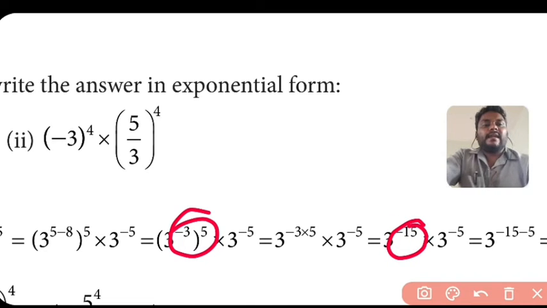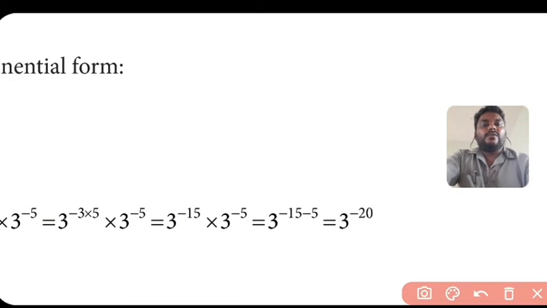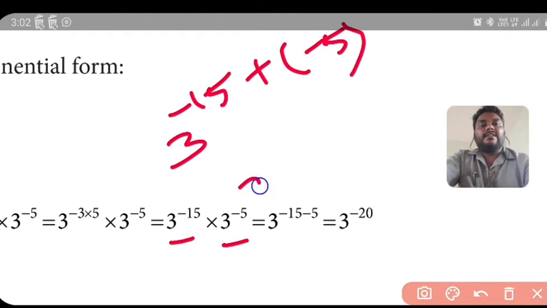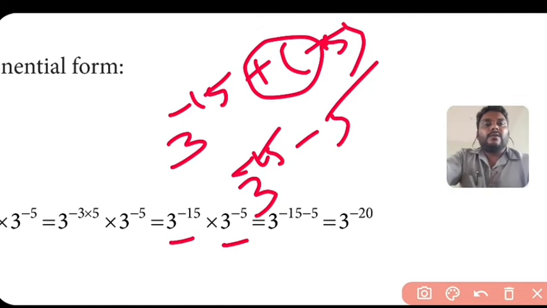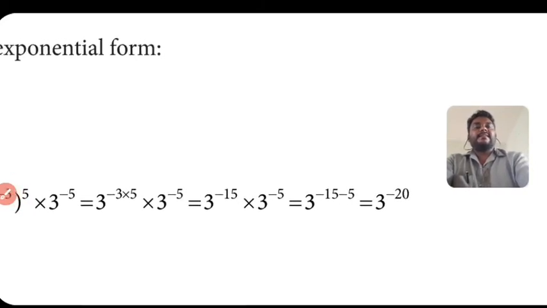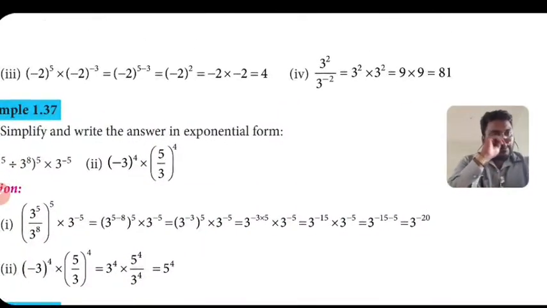Here I use the product law. The bases are equal, so we add the powers: 3 power minus 15 plus minus 5. Minus 15 minus 5 is minus 20. The answer is 3 power minus 20 for the first one.